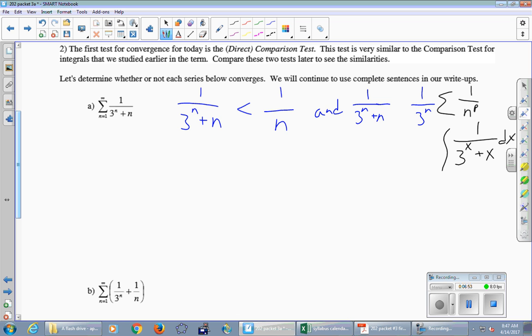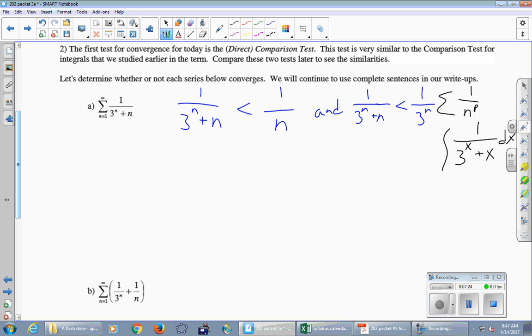How about in the second case? Here, we ignored the n. We're comparing just to 3 to the n. What symbol goes between? Also less. It's for the same reason, right? Okay. So I know that the terms that I'm interested in are less than the terms in 1 over n, and they're less than the terms in 1 over 3 to the n. I don't know if one of these is going to help me, if they're both going to help me. I'm just not sure yet, but I've got the only 2 natural inequalities I can come up with at the moment.